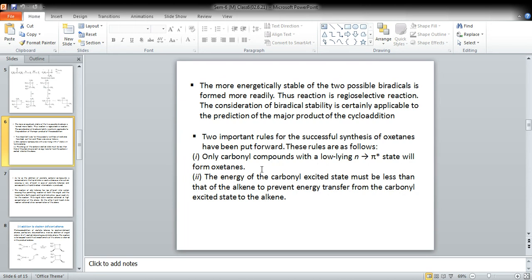And number two, the energy of the carbonyl excited state must be less than that of the alkene, to prevent energy transfer from the carbonyl excited state to the alkene. So always the energy of the carbonyl excited state must be less compared to the ground state alkene. Otherwise, there may be energy transfer, and if energy transfer takes place, then the oxetane product may not be possible.